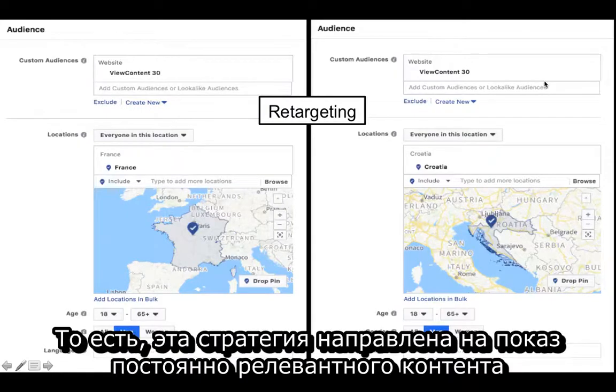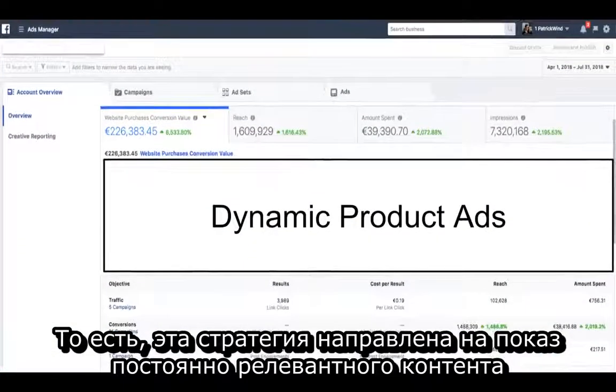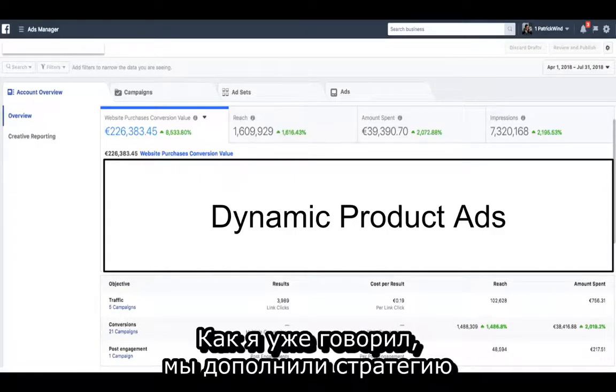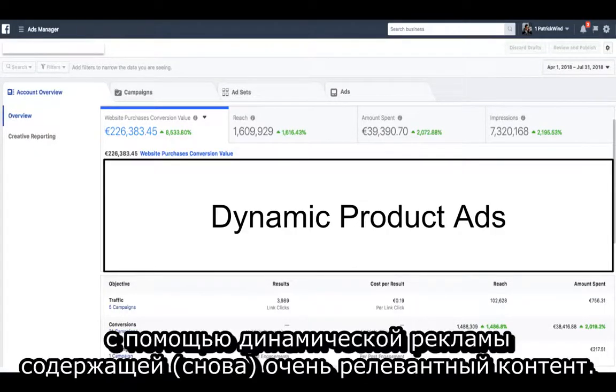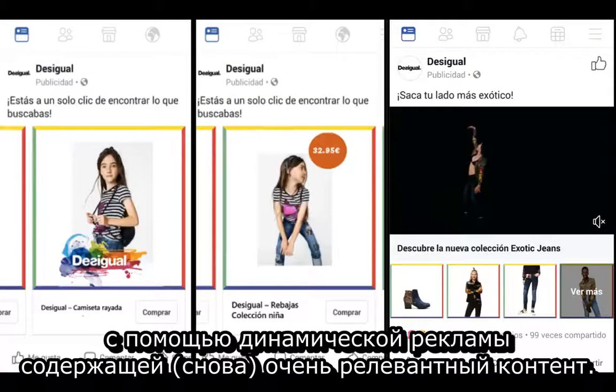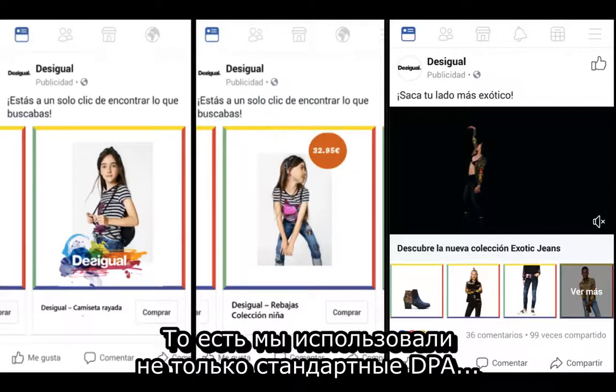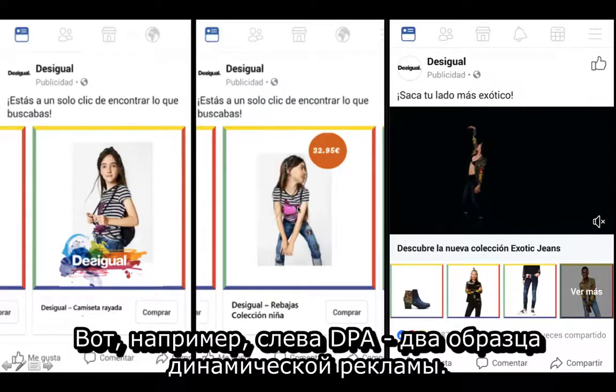Okay, so this is the strategy to present always relevant content to our micro audiences. And as I said, we complemented this strategy with some dynamic product ads, with again, very relevant content. So what we did, we played around with the ad composer, so the feed composer. So we did not only use standard DPAs. So DPA on the left side, for example, those are two examples of a dynamic product ad.